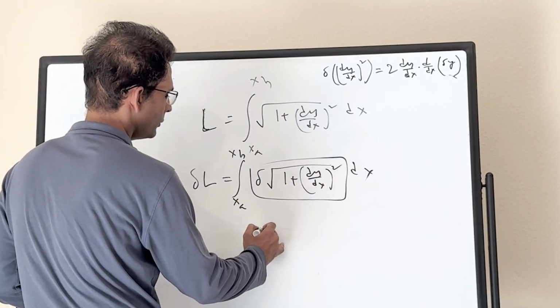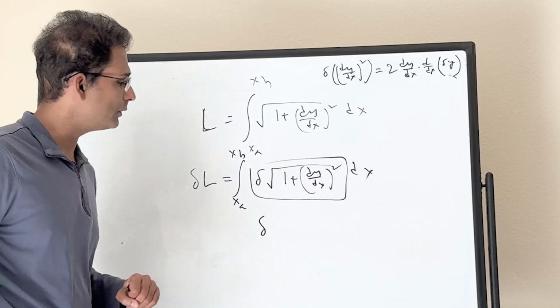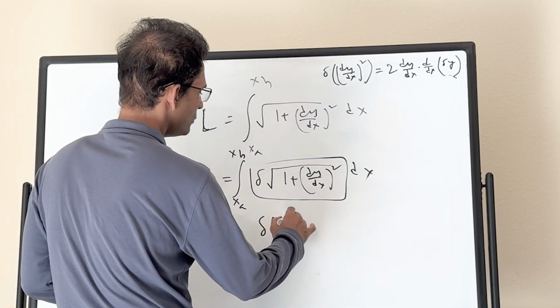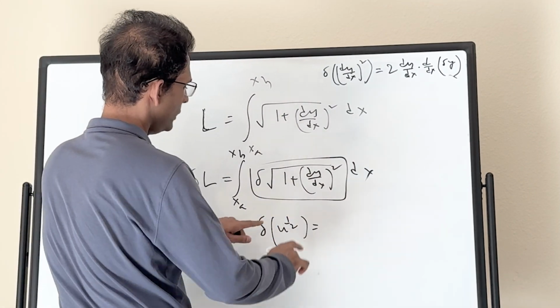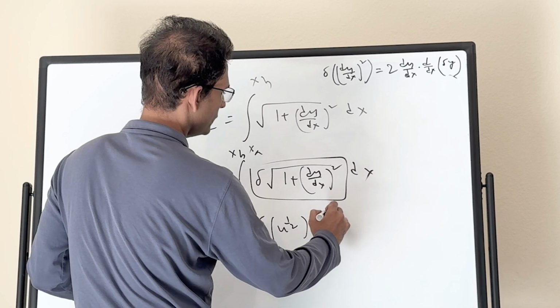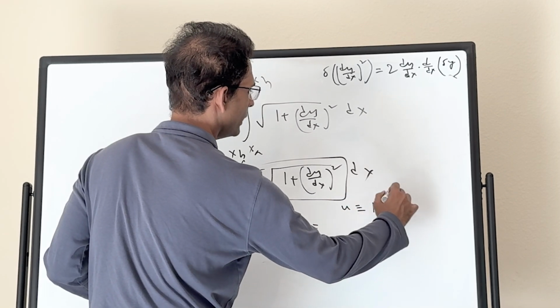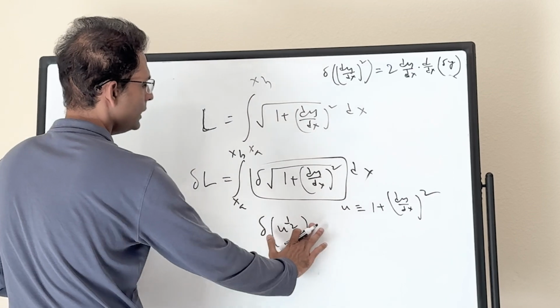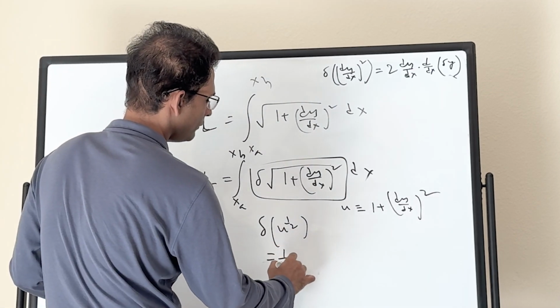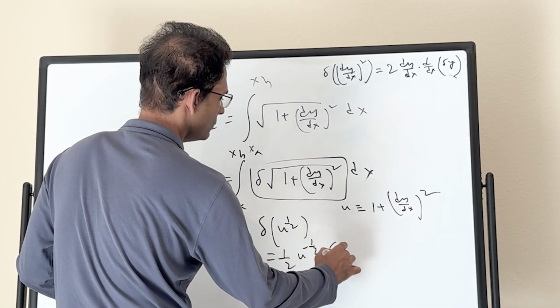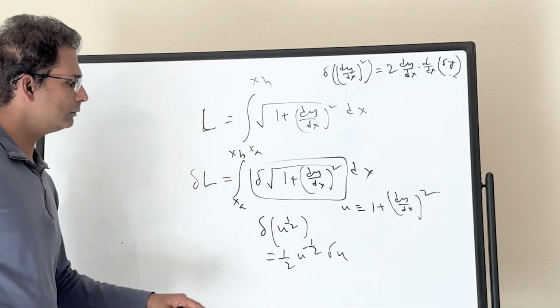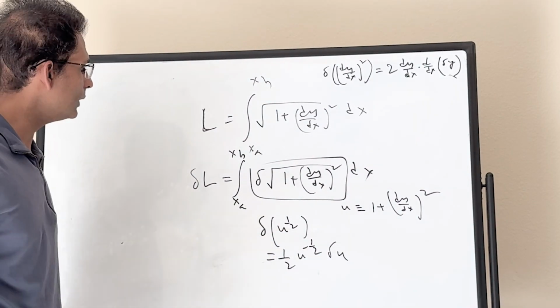So I'm going to do that. So this is like, I'm going to use now the chain rule, okay? So d(u to the half), okay, where u is just this part, let me write this down here. u is defined as 1 plus (dy/dx) squared, all right? So d(u to the half) is what? It is equal to half u to the minus half du, right? The chain rule, right?